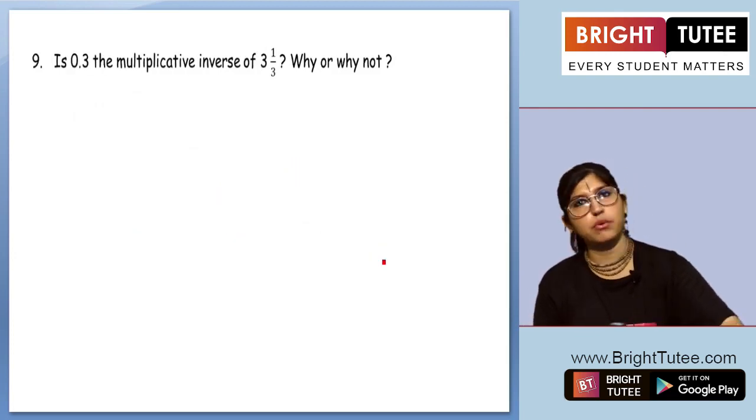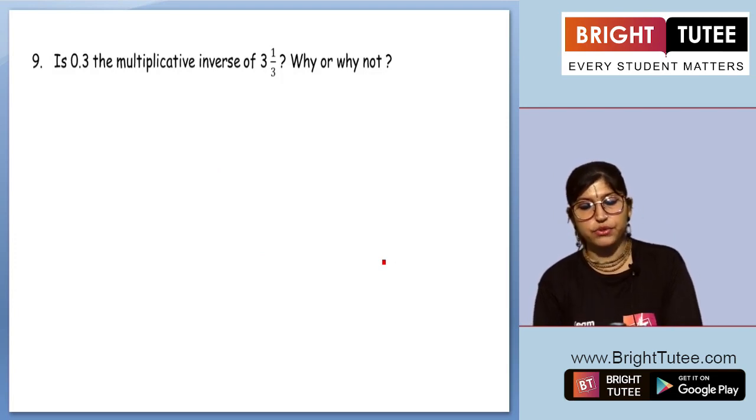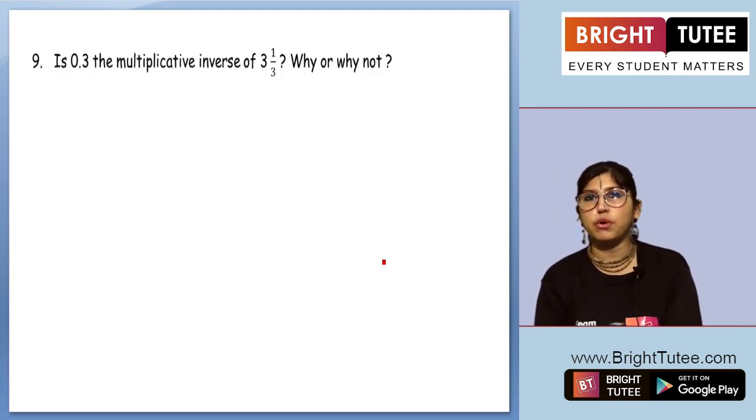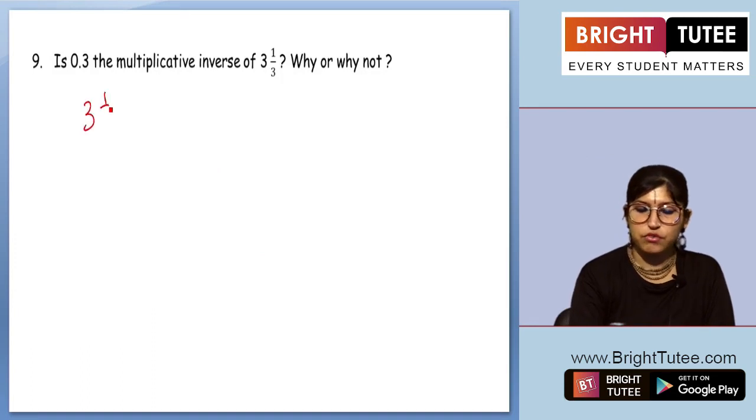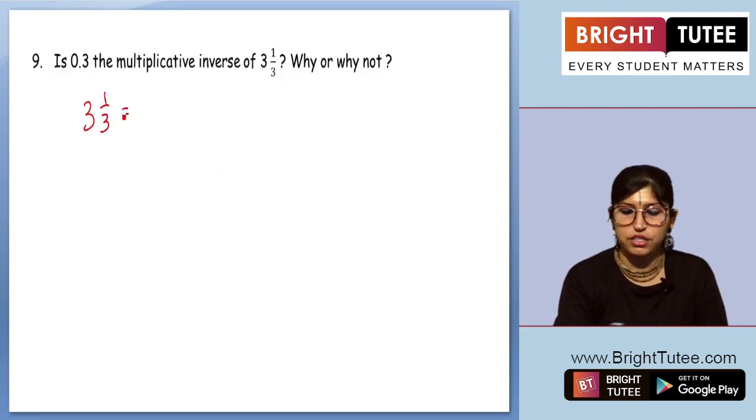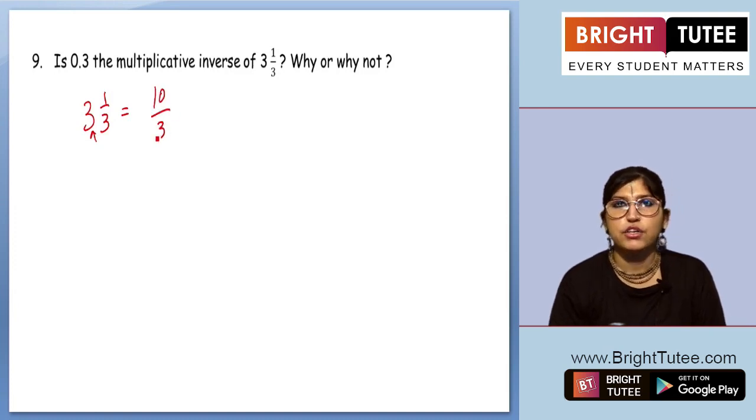Now let's move on to another question. Now it says, is 0.3 the multiplicative inverse of 3 1 by 3? If I convert 3 1 by 3 to an improper fraction, we'll be getting 3 times 3, 9, plus 1, 10 by 3.